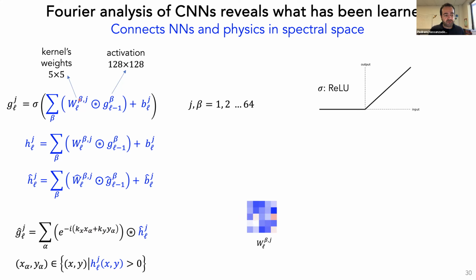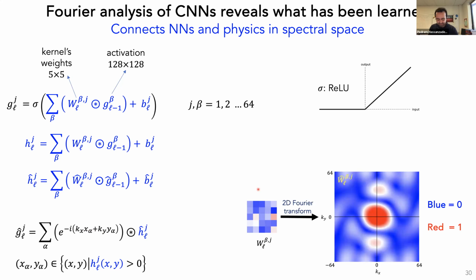Now, remember that these are 5x5 matrices doing convolution on 128 squared matrices. So to get their Fourier transform, we can just pad them with zeros to 128 squared and then do a 2D FFT. And this is what we get. So this basically tells us that this kernel is some sort of filter that's zero everywhere, except for this blob at the center. So this is basically a low-pass filter. And we did this for all these 40,000 kernels that we have.